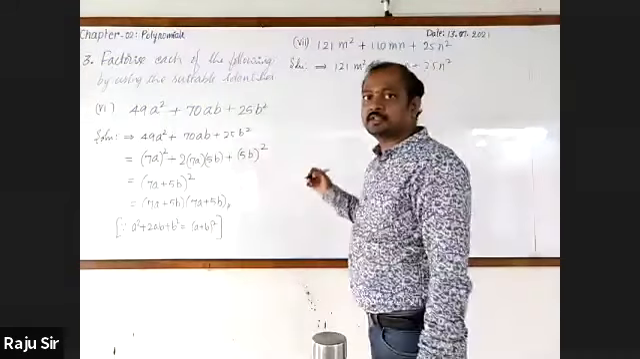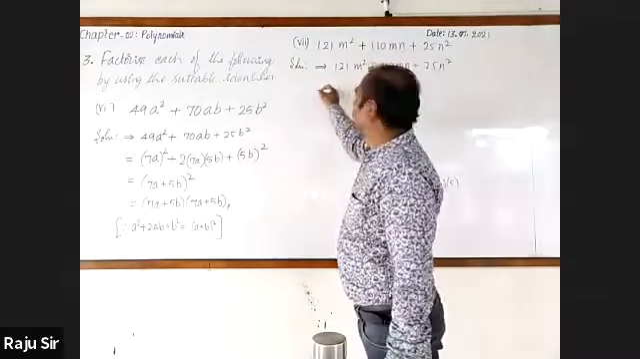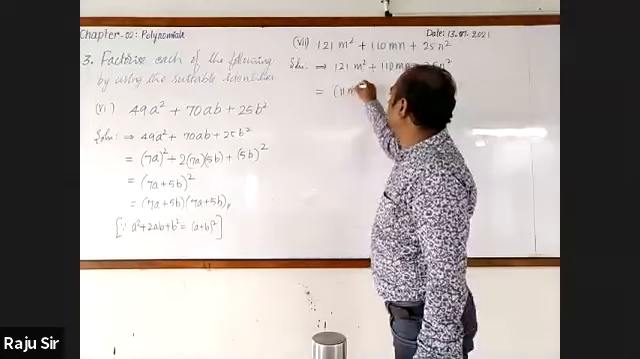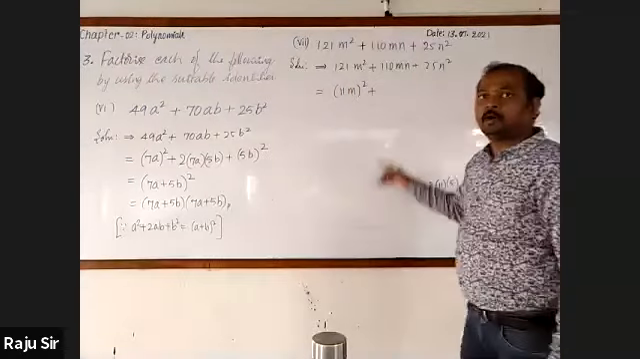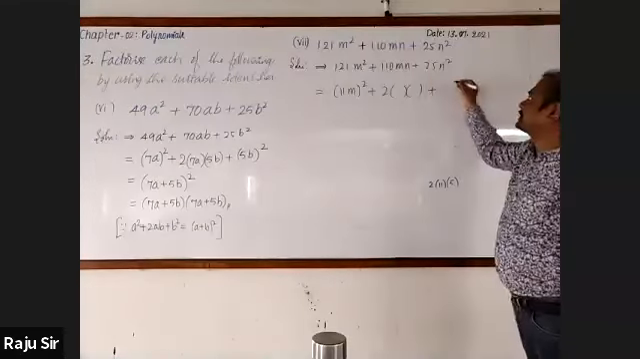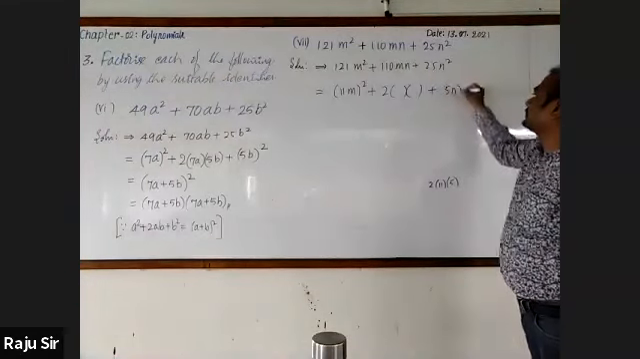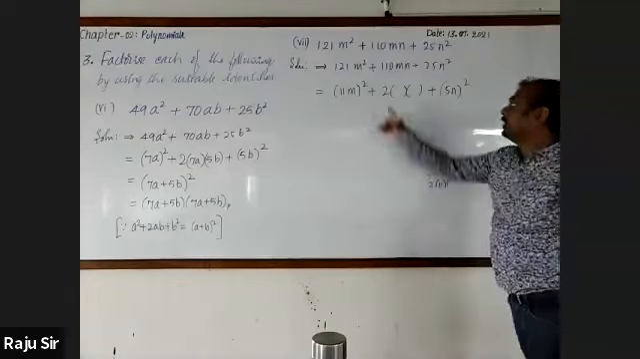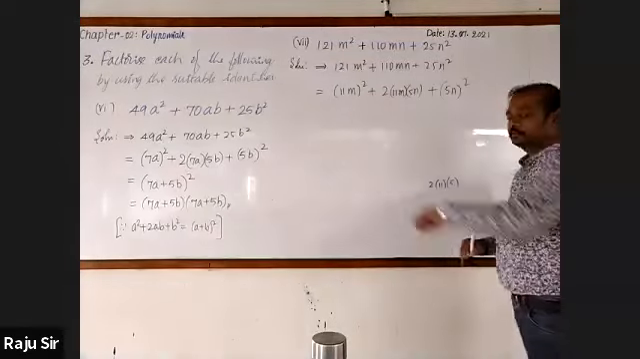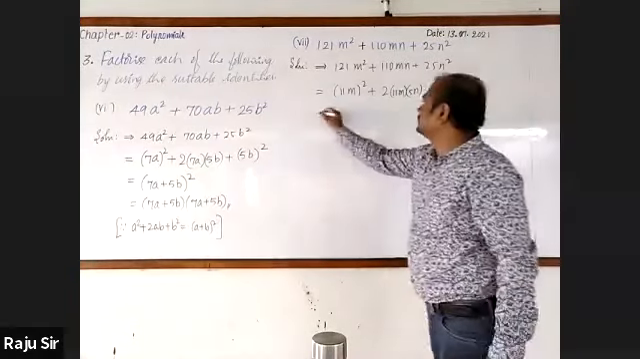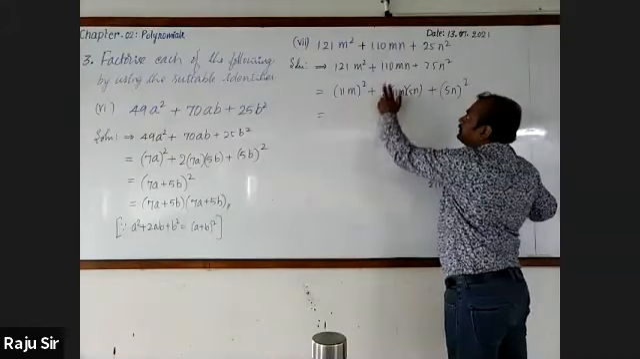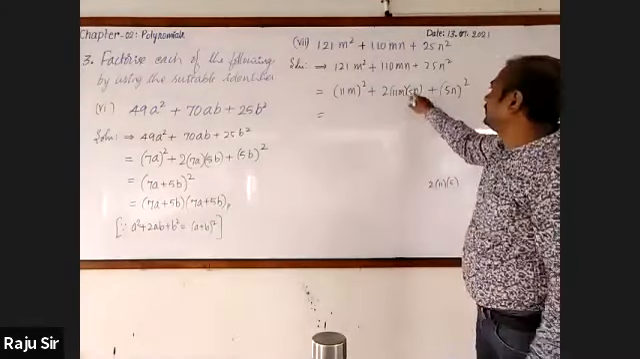Dhanush, let your concentration be here. Now, go on writing with me. 121m square can be written as 11m whole square. The middle term, obviously, is of the form 2ab. Then the last term, 25n square, is 5n whole square. 11m, 5n. You can multiply this: 11 times 5 is 55, 55 times 2 is 110, and m into n, 110mn.